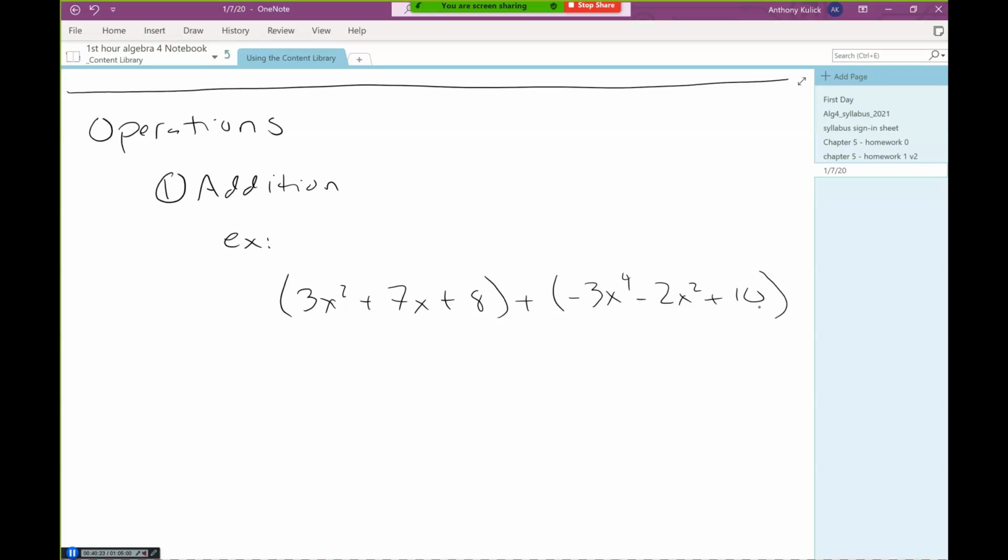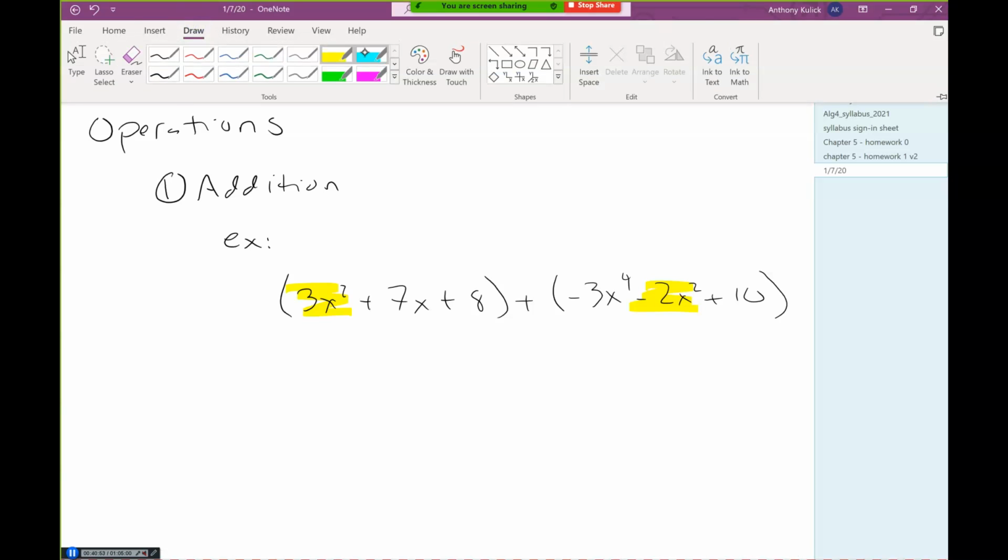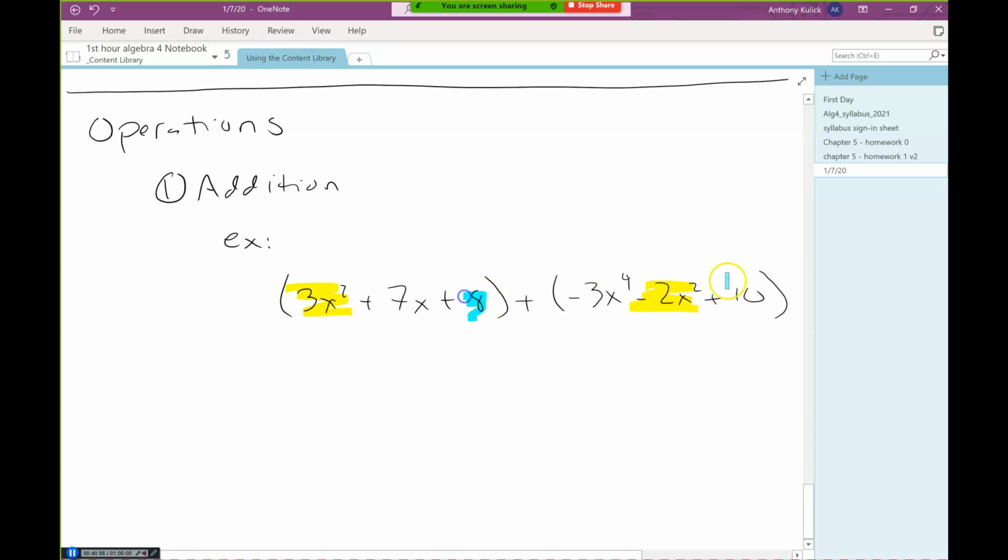So how do I know if 2 of these monomial terms are like and could be combined? Their variable parts have to be identical. So in this particular problem, my like terms here would be the 3x squared and the negative 2x squared, because their variable parts are identical. And the other pair of like terms would be the 8 and the 10. Since they have no variable parts, they are considered like terms as well.